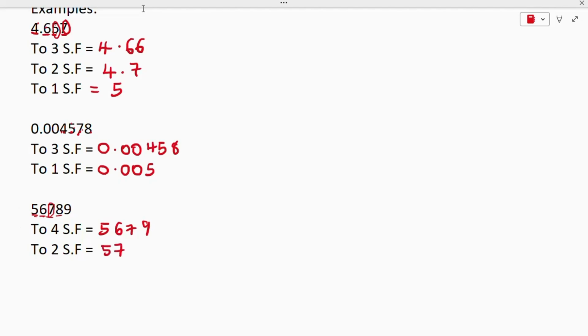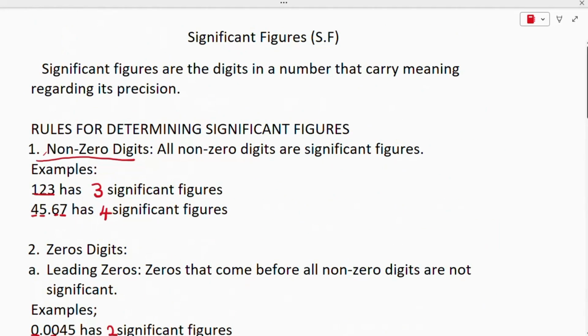So guys, these are the basic things you simply need to know when it comes to significant figures.